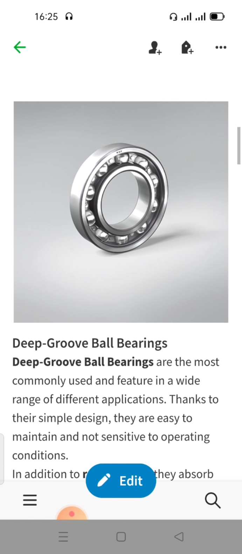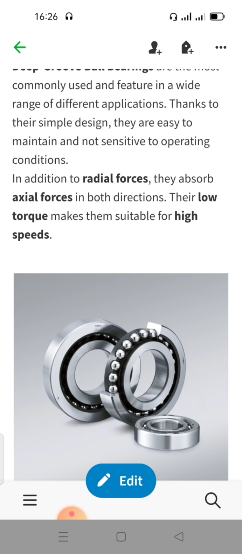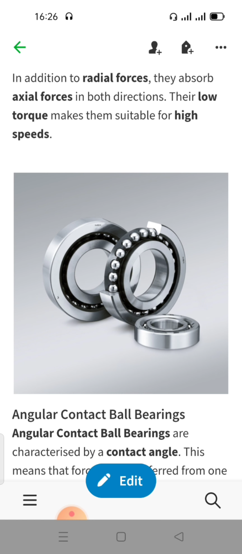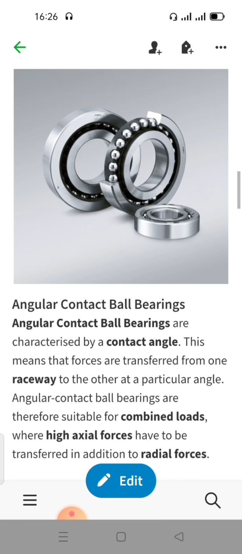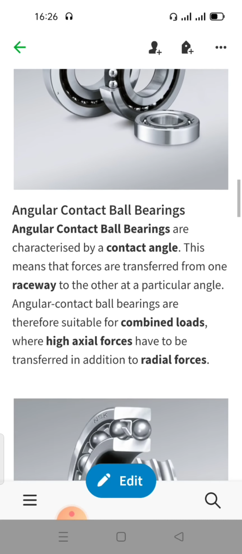In the picture you notice the balls are aligned between the two raceways in the middle position. And here you can see the ball is at a little angle, so the angle of contact changes here. By making this angle, the ball bearing can take higher axial forces than the deep groove ball bearing. The deep groove ball bearing has low capacity, but this angle makes it heavy duty, so that the axial forces cannot damage the bearing and it can take them.